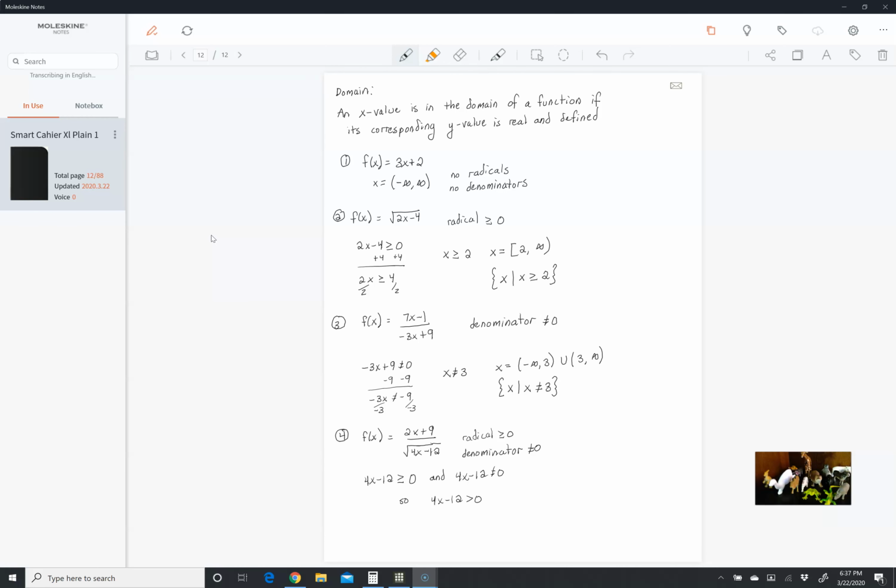So therefore, it can only be greater. Notice the numerator is irrelevant. The numerator can be positive, negative, 0. If we have a 0 in the numerator, the fraction is just 0, so it's not a problem. We solve this, add 12 to both sides.